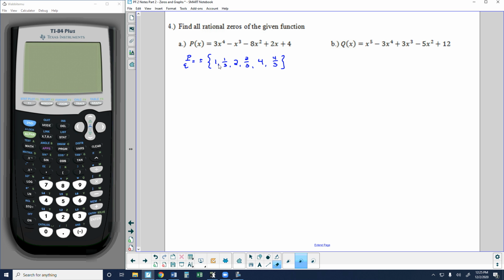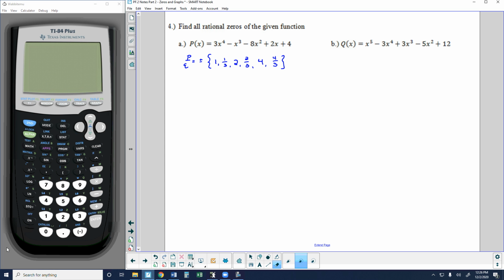So positive 1, see if it becomes 0. If it is, it's a 0. Then do negative 1. Positive 1/3, negative 1/3, 2, negative 2, so on and so forth, doing positive cases and negative cases of each of these. That's going to take us a little bit of time. I'm going to show you a way that we can use synthetic division and factoring to simplify and shorten that process. So really what we want to do is find one of them that works.